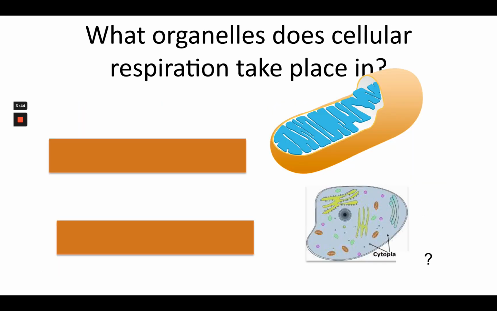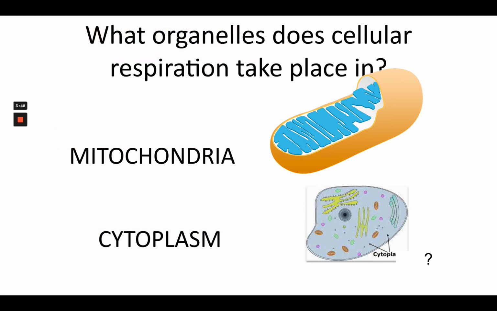What organelles then does cellular respiration occur in? Well, cellular respiration occurs in the mitochondria. This is why the mitochondria is referred to as the powerhouse of the cell. And cytoplasm is the 2nd location for cellular respiration.